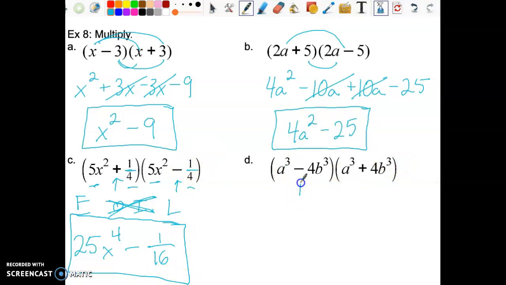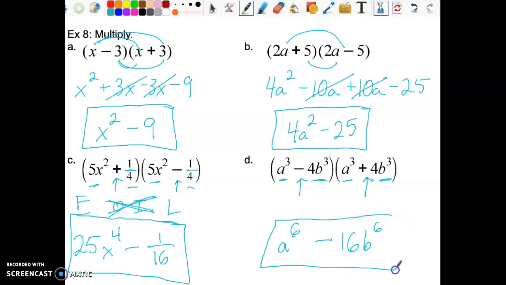So same thing with this one. You might notice that shortcut. The outside and inside will cancel because a cubed and a cubed are identical. 4b cubed and 4b cubed are identical. So your answer will be a to the 6. The outside and insides will cancel. 4 squared is 16. B to the 6. Sorry, my b's look like 6's. There's a b right here.